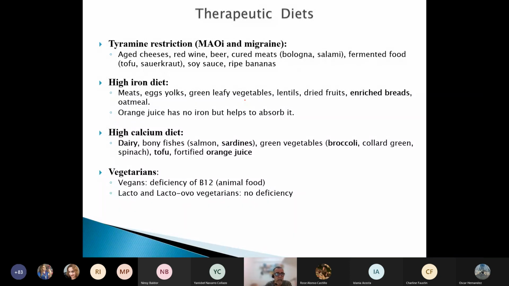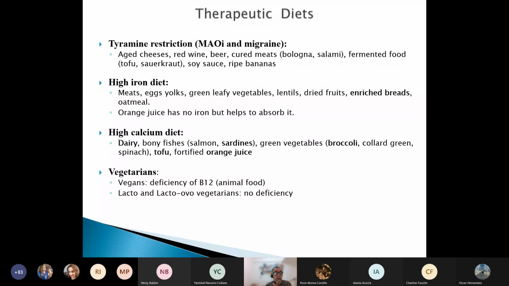And don't forget that empty stomach is 1 hour before meals or 2 to 3 hours after meals, depending on the composition of the meal. High calcium diet, super tested, super tested.